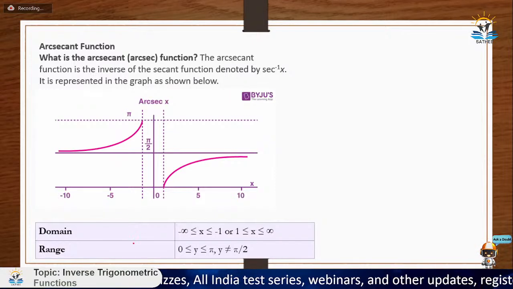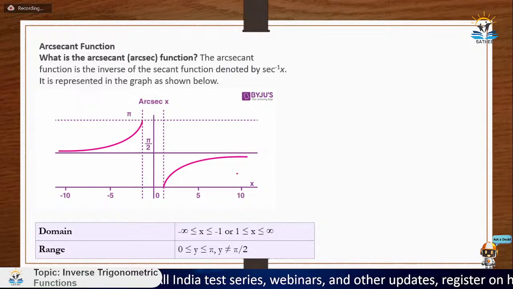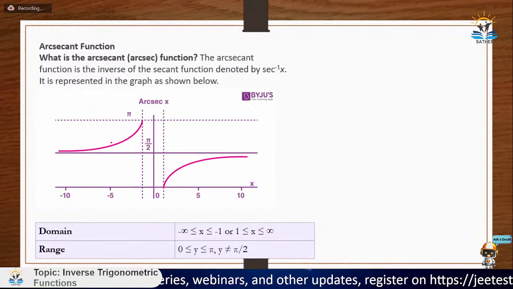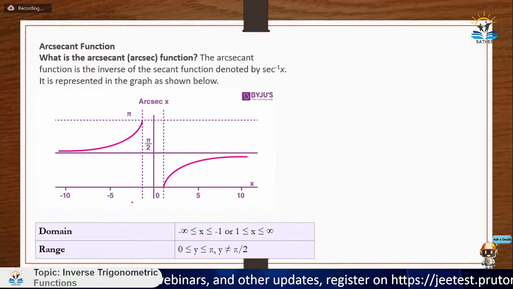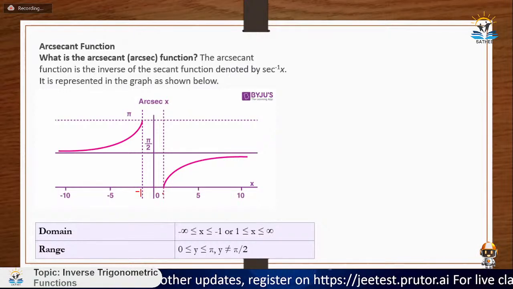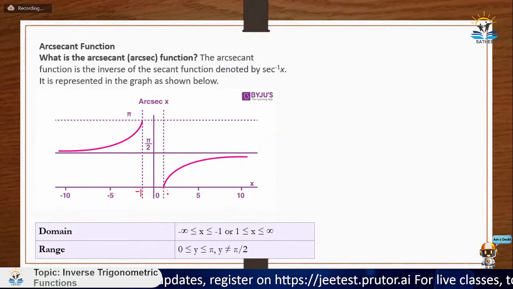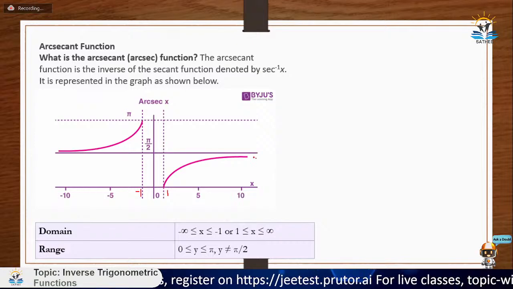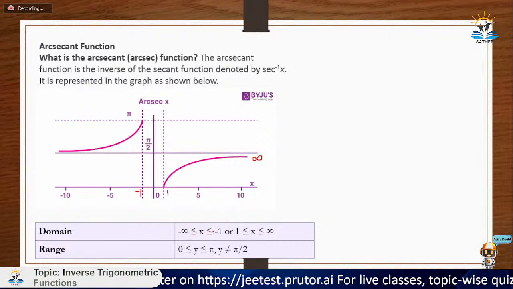So this is again the arc function made from the sec function. Here the domain is from minus infinity to minus 1. You can see the domain is from minus infinity to minus 1. Why? Because we are going to minus infinity here and we are reaching till here, which is minus 1. This point is minus 1. Okay. And similarly, we are starting again from 1 and going to infinity. So that's why the domain is from minus infinity to minus 1, both included, and 1 to infinity, both included.